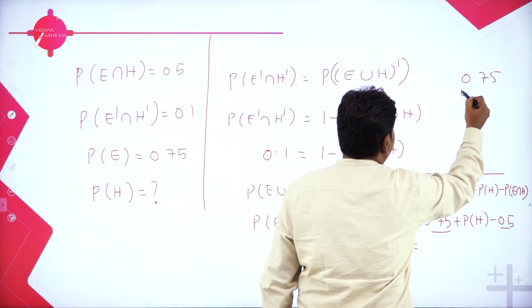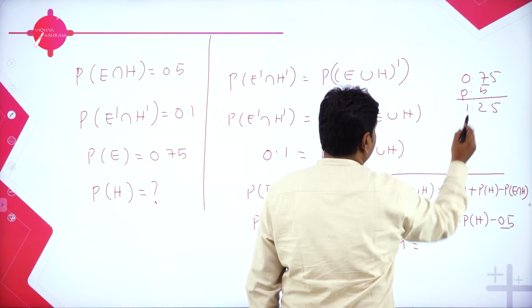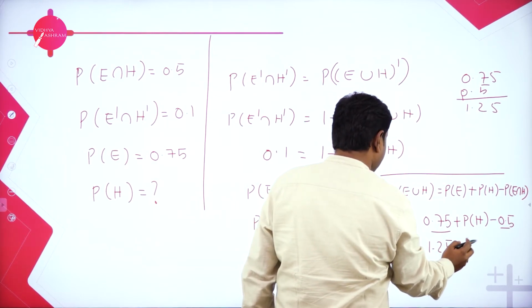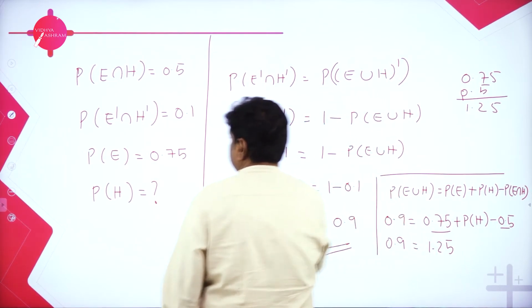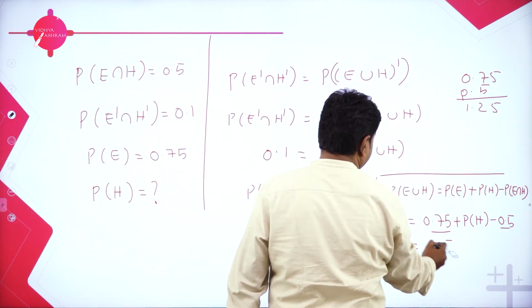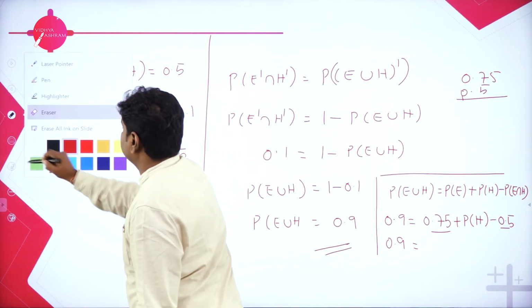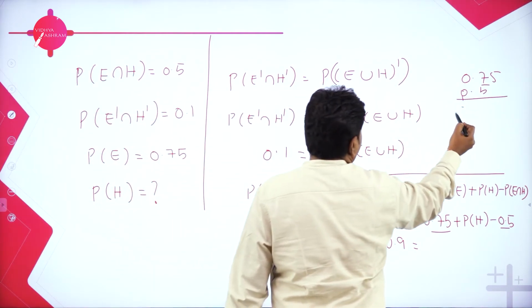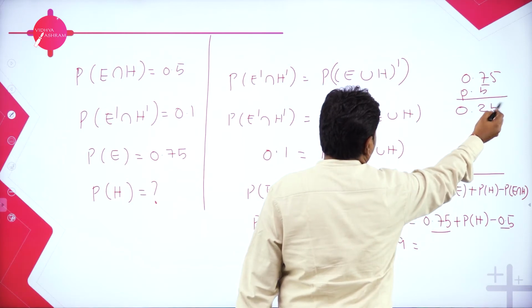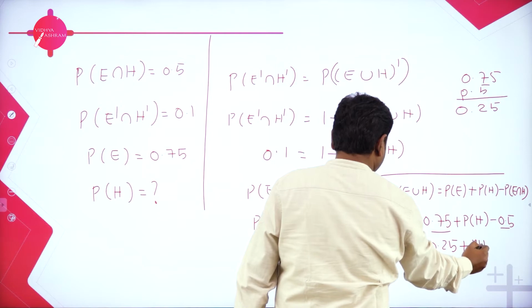0.75 plus 0.5 you add. So 1.25. Sorry, here it's minus. So subtract, if you subtract 0.75 minus 0.5 gives you what? 0.25. So 0.25 plus P of H, rearrange again.